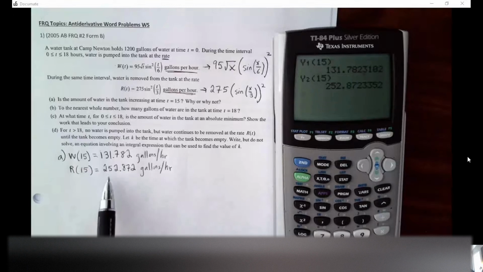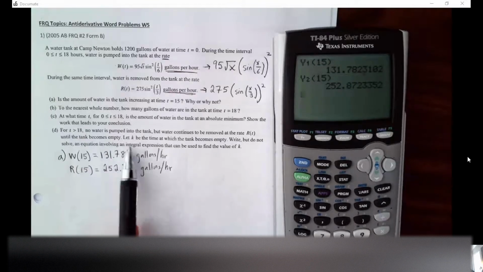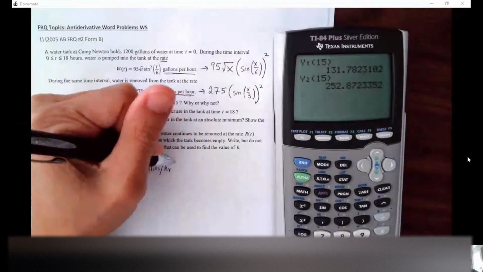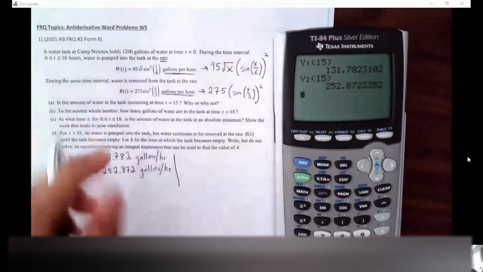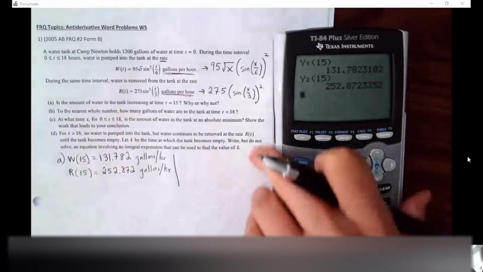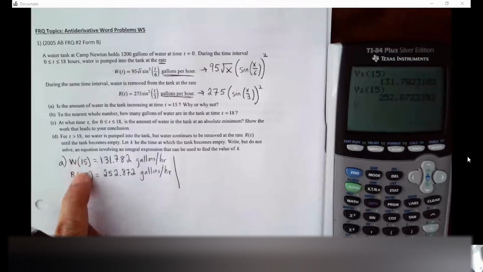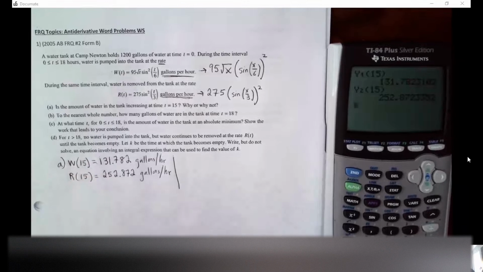All right, so we see that the rate at which water is leaving is higher than the rate at which water is coming in. So we know that overall, at this moment in time, the water level is going to be dropping, right? It says, is the amount of water in the tank increasing? So the amount of water in the tank, we can also think of it in terms of the amount of water coming in minus the amount of water being removed. If we get a positive value, that means water level is rising. If we get a negative value, we know water level is decreasing.